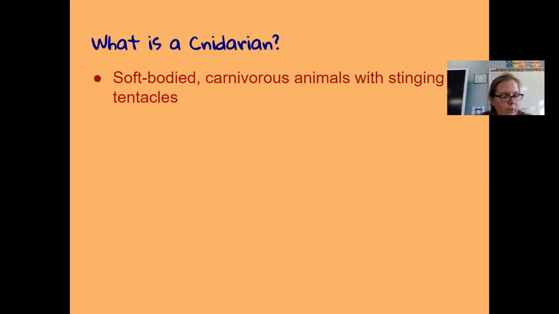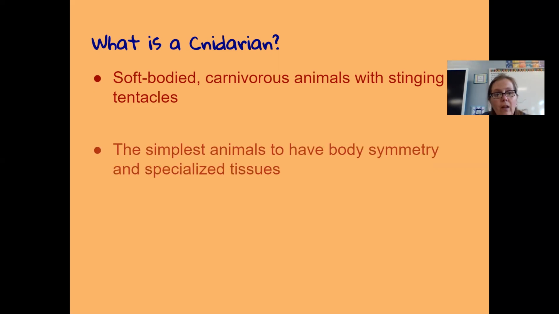This is another animal that has a pretty simple structure, and so they have very specialized cells. They are the simplest animals to have body symmetry, and if you remember body symmetry, the two types were radial and bilateral, and this is one of the radial symmetrical animals.